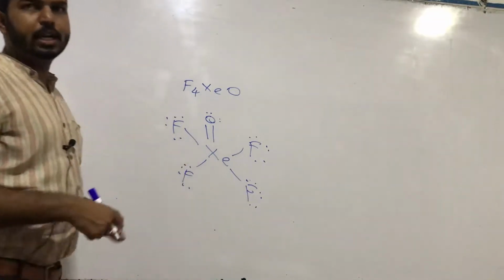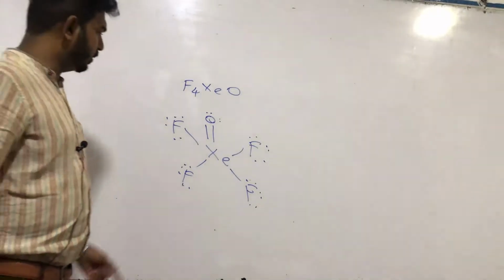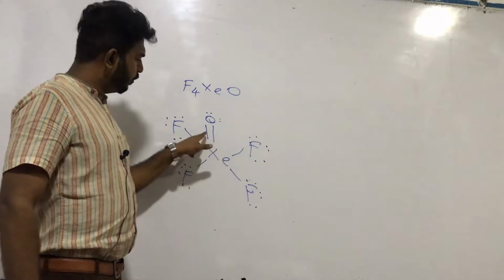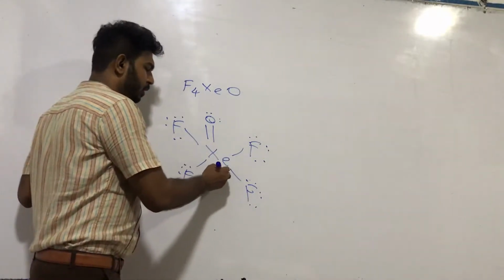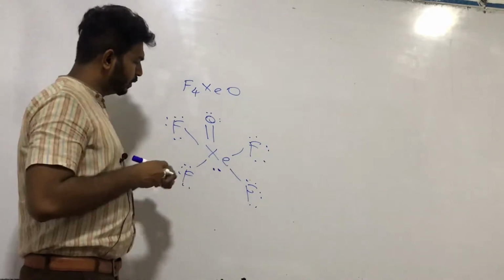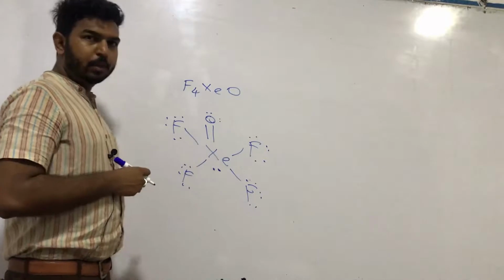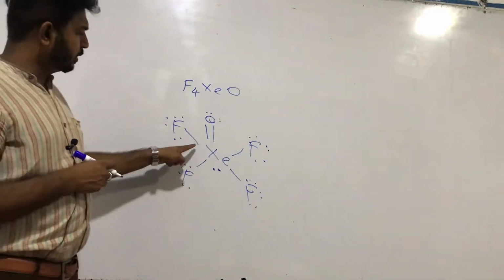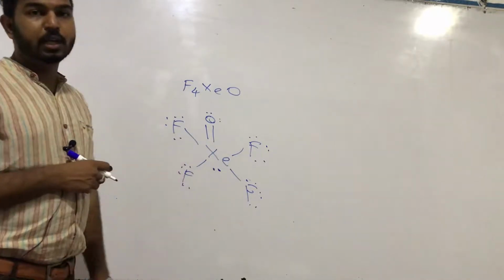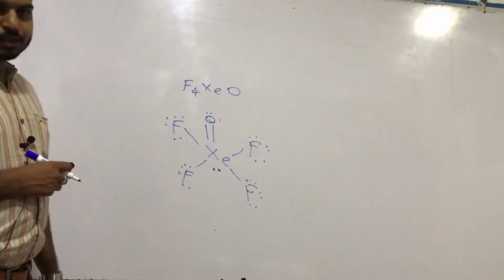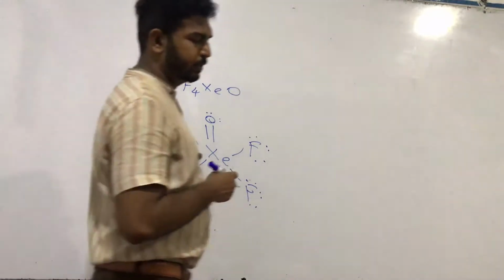When we consider xenon, it is in the 18th group, that means it has 8 electrons. So 1, 2, 3, 4, 5, 6, it should contain 2 lone pairs. So xenon has 1, 2, 3, 4, 5, 6, 7, 8. But when we consider total shared electrons, xenon has 2, 4, 6, 8, 10, 12, 14. Xenon has 14 electrons in its last shell, but it's a stable structure.